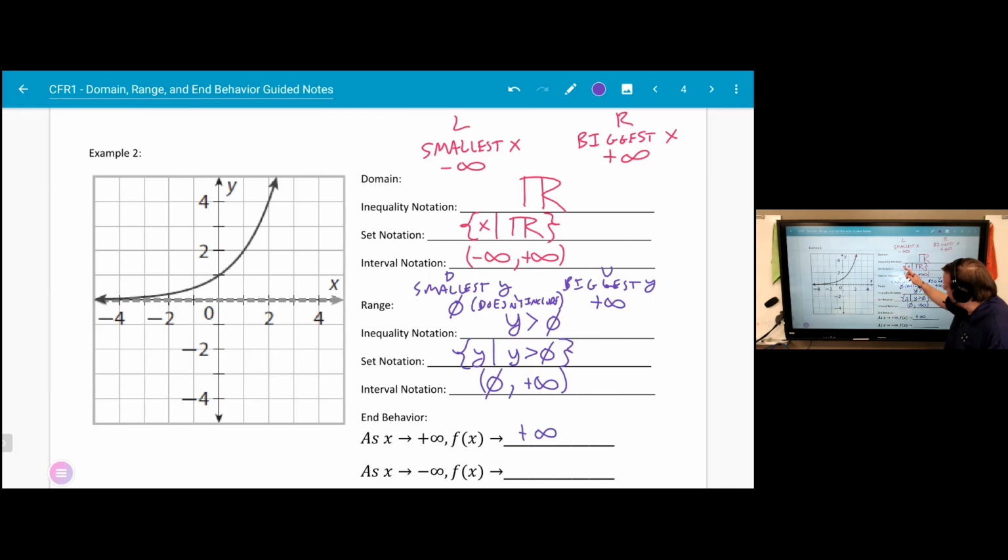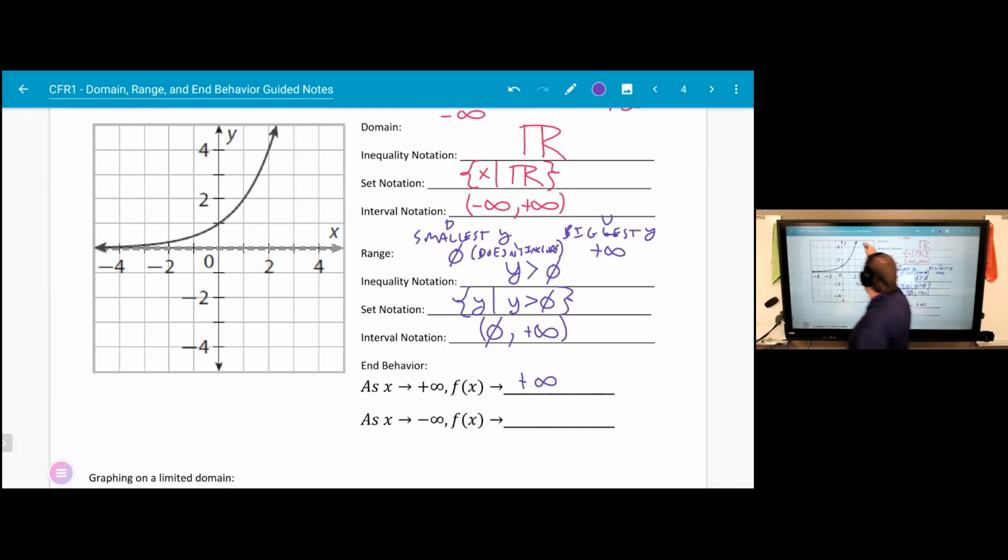As I go left in x, if I trace left, this value is getting really, really close to something in y. It's getting super, super close to the value 0, right? It's not pointing up. It's not pointing down. It's going directly along a value. If it just kept going, it would get so infinitesimally small. It's going to 0. That's how we say that. Okay, that's a couple examples.